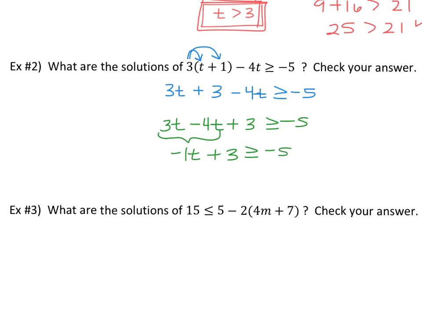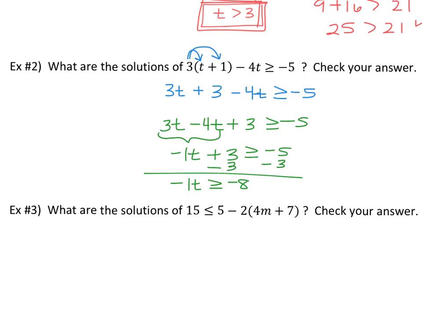What do you do next? Plus 1? No, because that's multiplication, right? Negative 1 times t. You're going to take the 3 away. You want to get rid of all the numbers. So you have negative 1t is greater than or equal to negative 8, right? We don't flip because we're subtracting. No flipping. What do we do next?